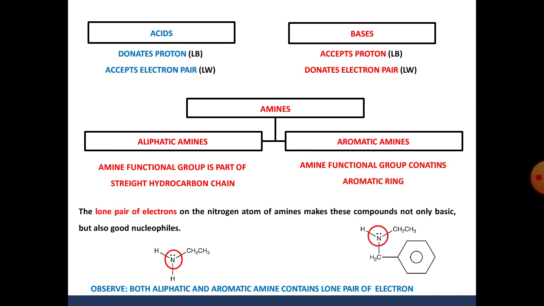Now what is meant by an acid which donates a proton or which accepts an electron pair? That is according to the Lewis base and Lewis acid concept. According to Brønsted-Lowry, a base is a substance which accepts a proton, while according to Lewis, a substance which donates a lone pair of electrons to another is a base.